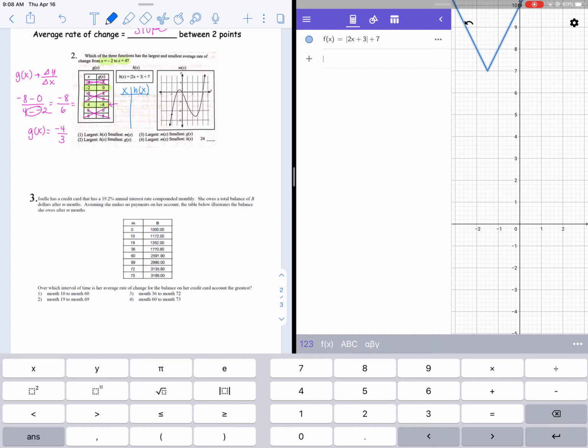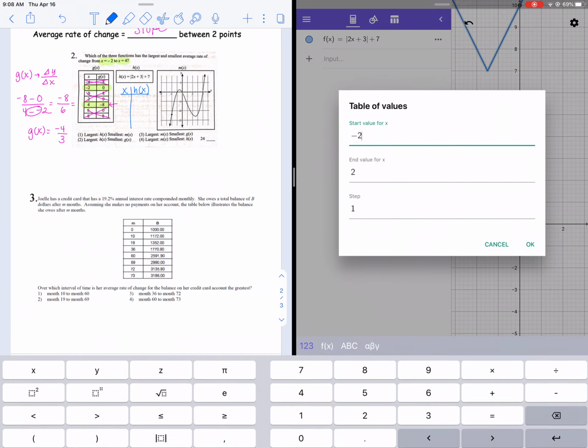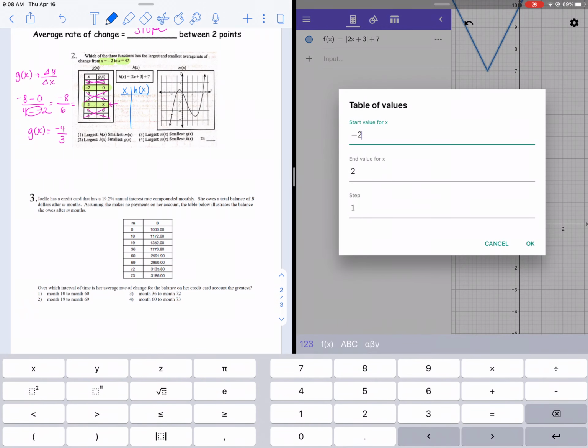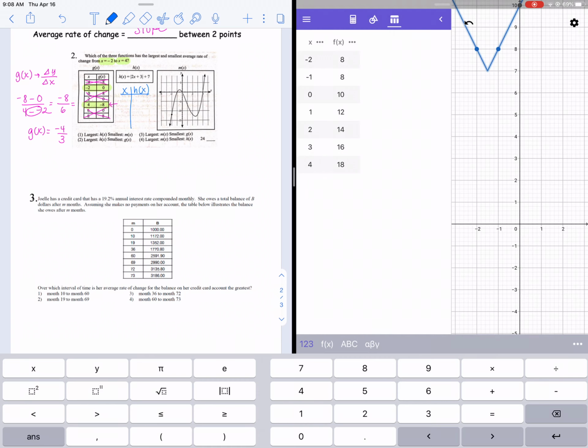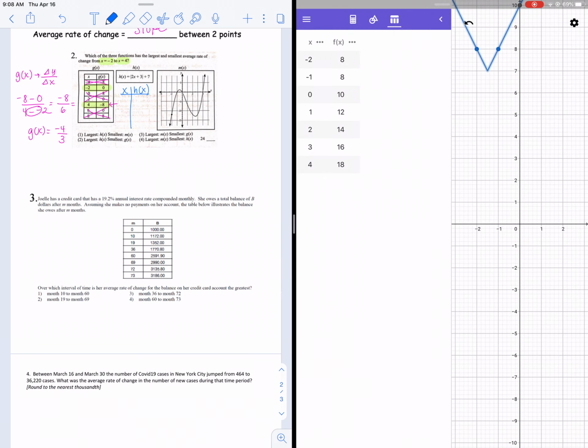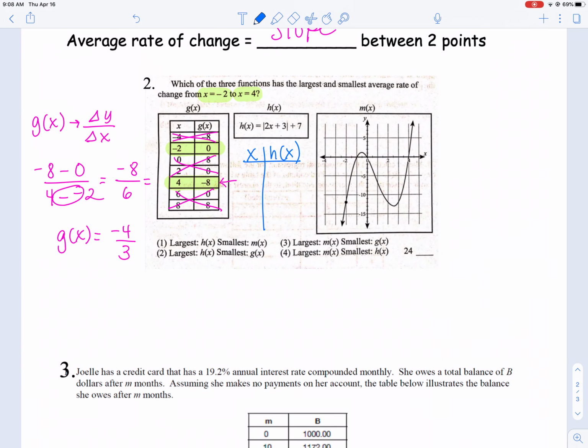Okay, so that's what it looks like. I really care about the table, and I only care about 2 numbers, from -2 all the way to +4. So I'm going to write down my value at -2, it's 8, and at +4, it's 18. So at -2 and +4, it was 8 and 18.